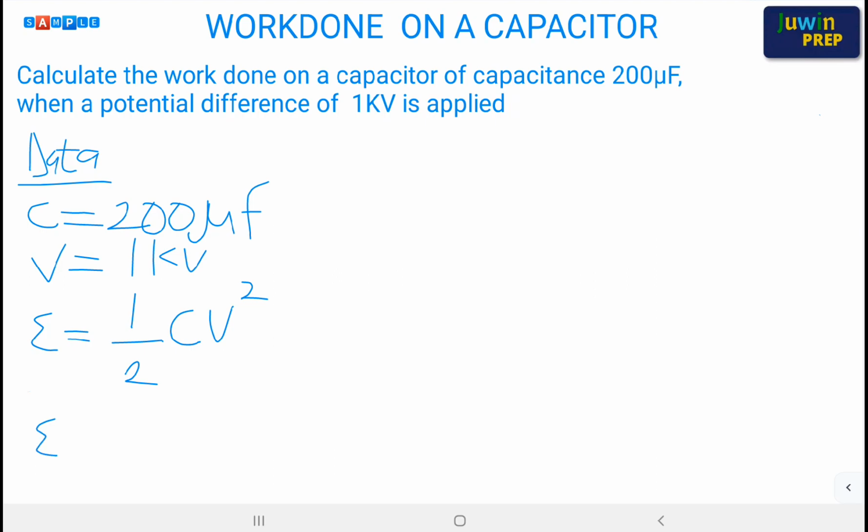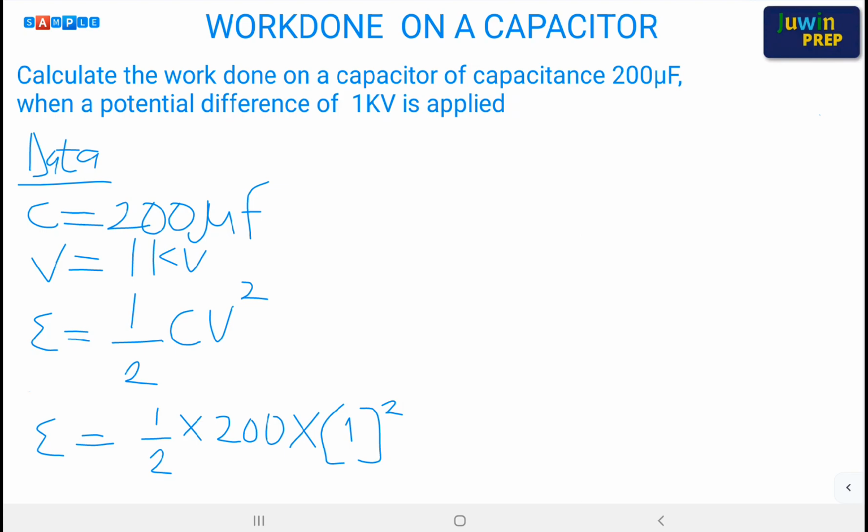So we'd say E equals 1 over 2, our C is 200 and our V is 1, so times 200 times 1. But note, we're given here V squared, so we'll say 1 squared, 1 raised to the power of 2. Whenever you come across 1 raised to the power of 2, it simply means 1 times 1. You times what is inside by itself. So 1 times 1 is still 1.